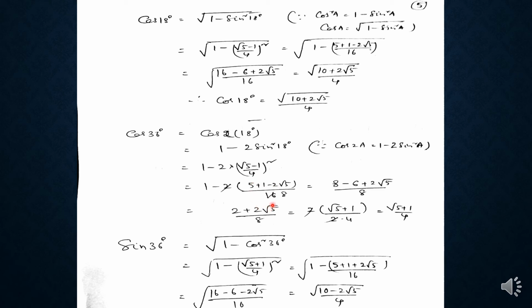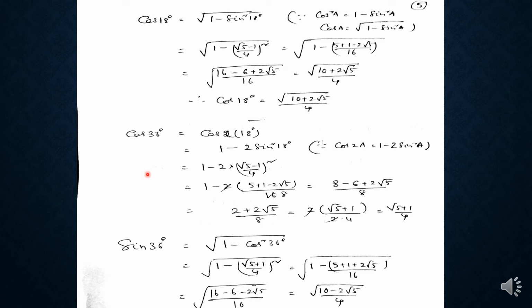So by taking LCM here, 8 minus 6 minus of minus 2 root 5, that becomes plus 2 root 5. That is 8 minus 6 is 2, 2 plus 2 root 5 by 8. By taking 2 as common here, 2 into root 5 plus 1 by 2 into 4, 2 get cancelled. Here we will get root 5 plus 1 by 4. So this is cos 36 degrees value.